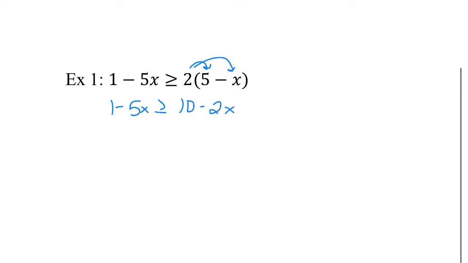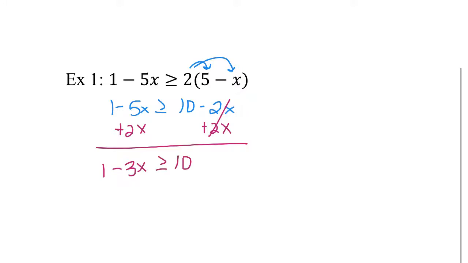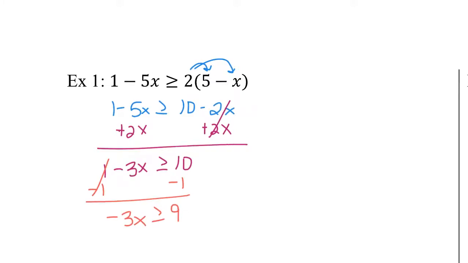Now I need to get the variables together before I can start worrying about solving. I'm always going to move my x to the left. That way, the inequality symbol is easier to work with. So I have 1 minus 3x greater than or equal to 10. Now we need to move the 1 by subtracting. So negative 3x greater than or equal to 9.